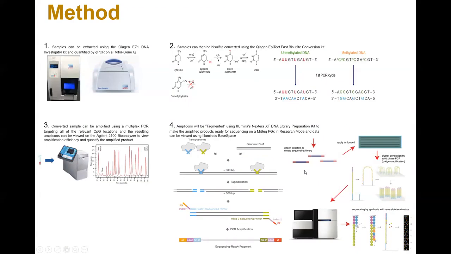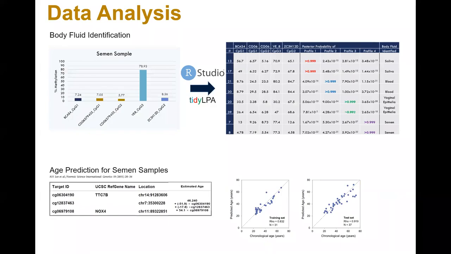And so I want to hop over to here. The data analysis for the body fluid identification has been completely done in-house. The body fluid profiles that we've come up with for saliva, blood, vaginal epithelia, and semen are such that we're able to generate a profile based off of 4 markers, 2 CpGs in our blood marker, 1 CpG each from the saliva marker, vaginal epithelial marker, and semen marker.